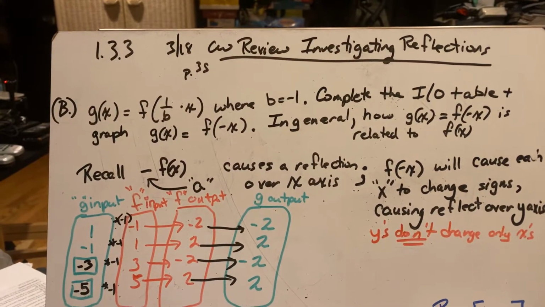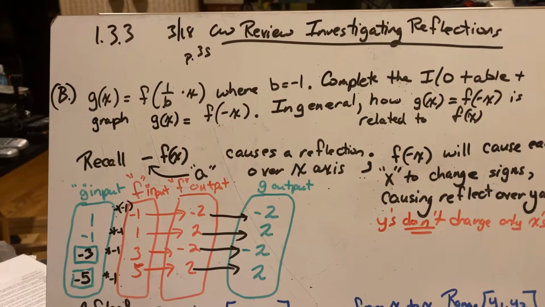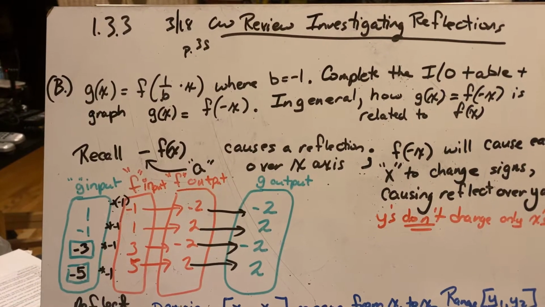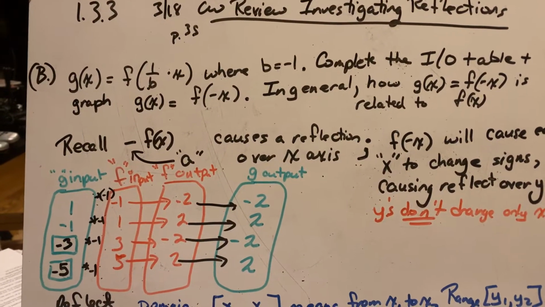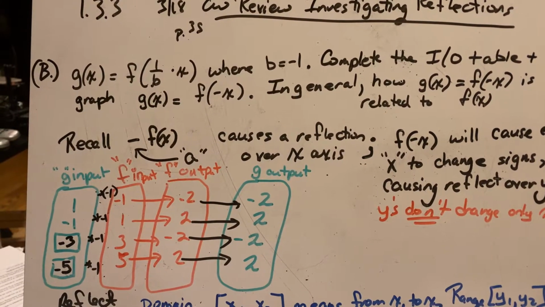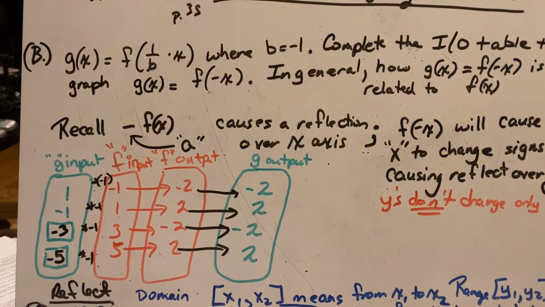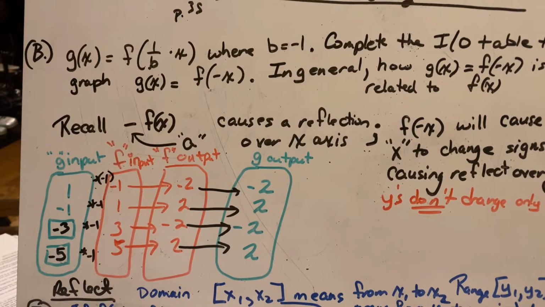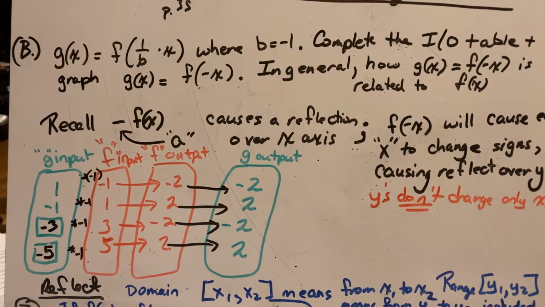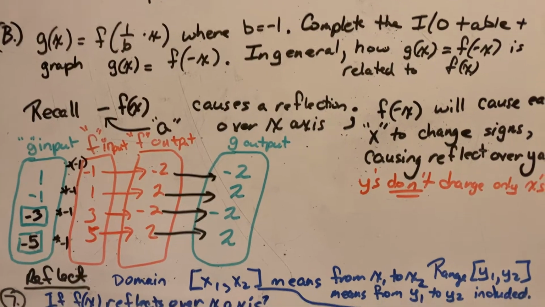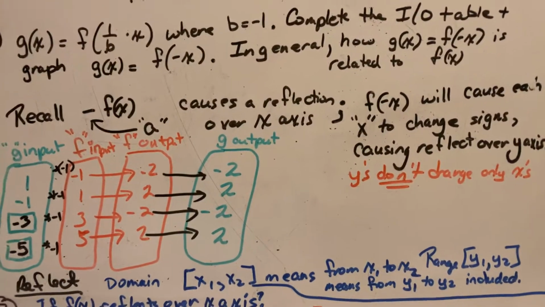Good evening, everyone. This is a review of the classwork assigned for 3.1.3.3, where we're investigating reflections. Let's take a look at letter B. If g of x equals f of 1 over b times x, where b is minus 1, complete the input-output table, and we're going to graph g of x as f of negative x.